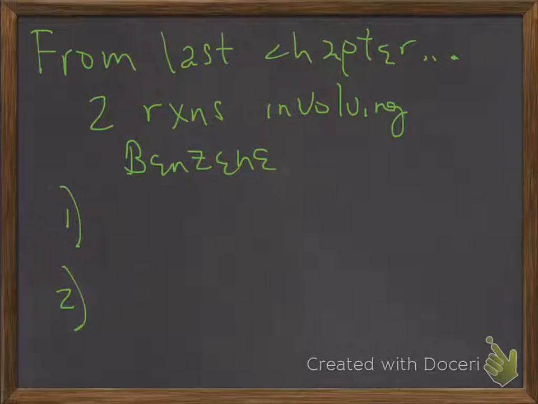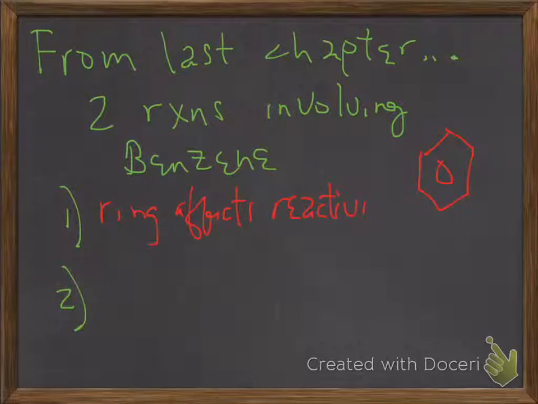And I mean, it literally picks up right where we left off. And from last chapter, we were talking about the two different types of broad general classes of reactions that involve benzene. Remember what benzene looks like, and the fact that it's an aromatic compound. One class of reactions that we went over last time was how the ring affects the reactivity of substituents that hang off of the ring.